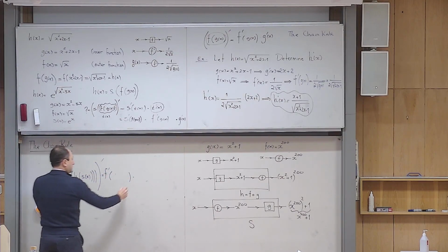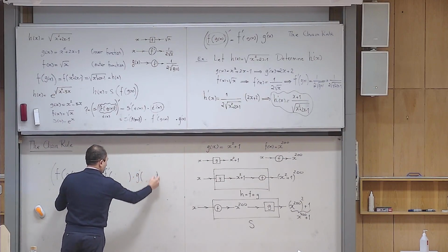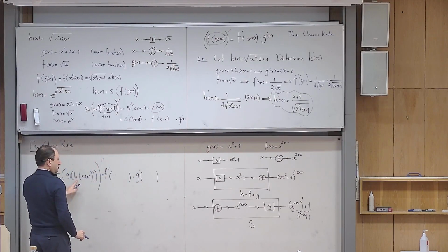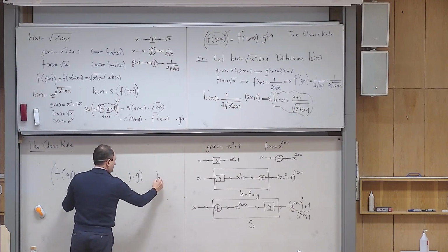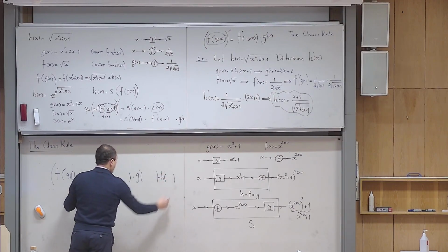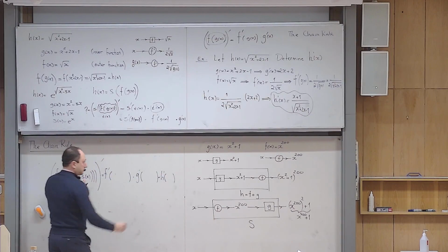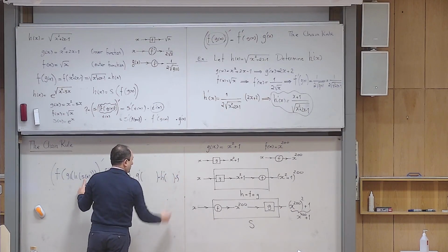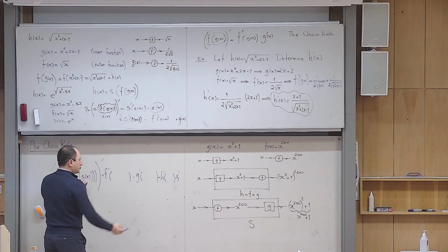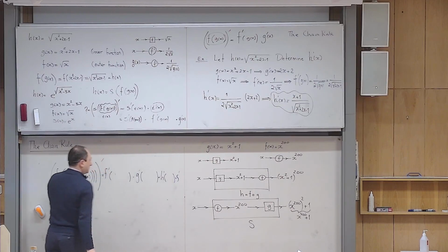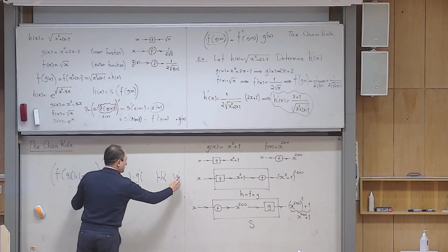Then G prime is involved. Then H prime is involved. And finally, S prime is involved, yes? But I want your help to fill up these gaps. What should I write here? X of x. Only X.